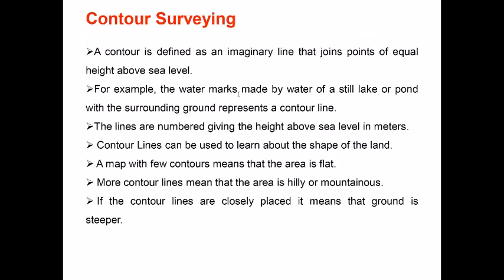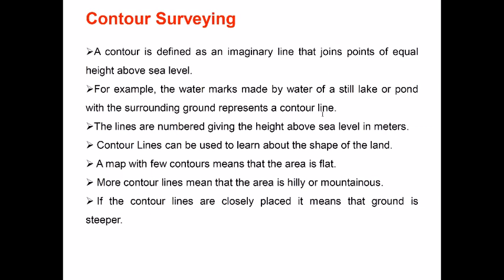So, for example, the watermarks made by water of a still pond or lake with the surrounding ground represent a contour line. As ripples emerge in water, or as you might have observed in a dam when the water level is down, you can see watermarks all along the valley.